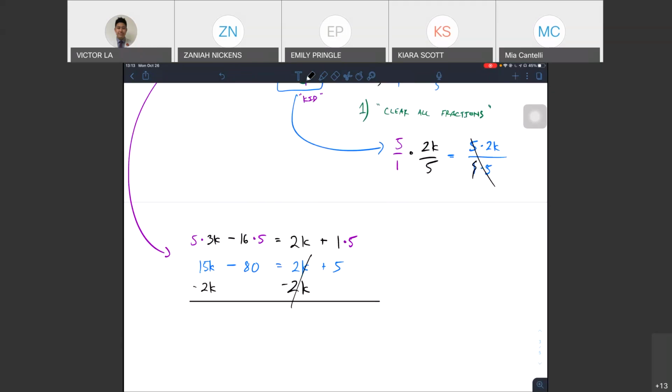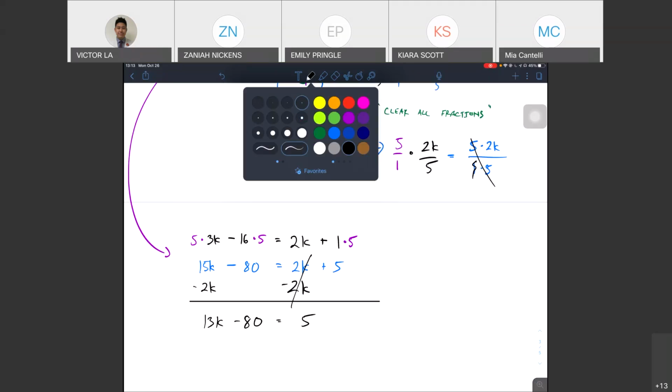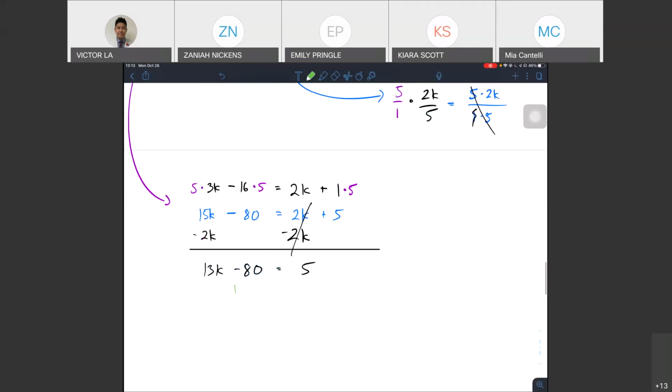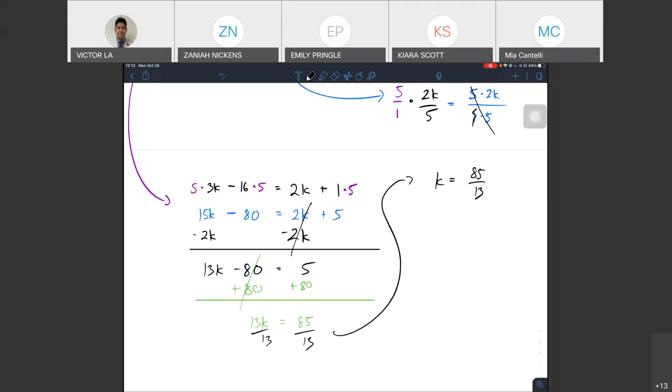These are canceling. This is 15k minus 80 equals 5. And then I'm going to add 80 to both sides. So you're going to have 85 now. 13k equals 85. And then divide both sides by 13. And you got k equal to 85 over 13. And that's the right answer, because I took time to simplify everything.